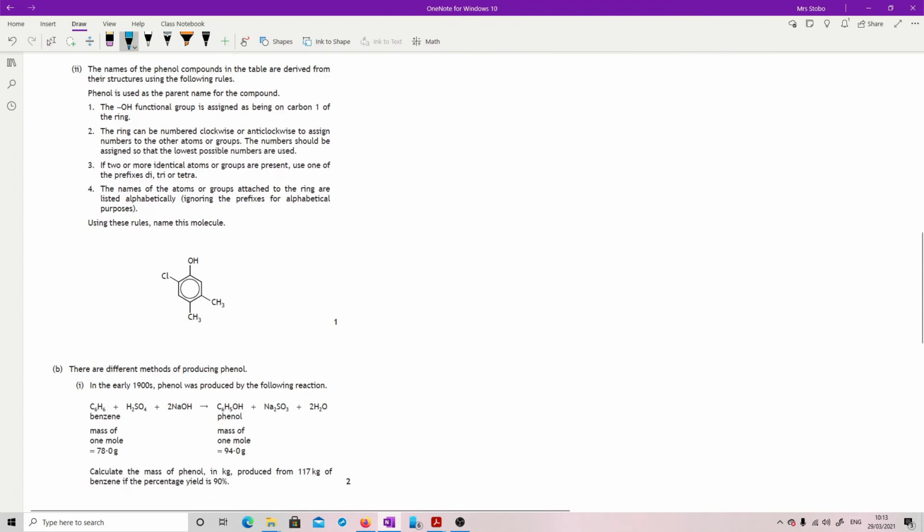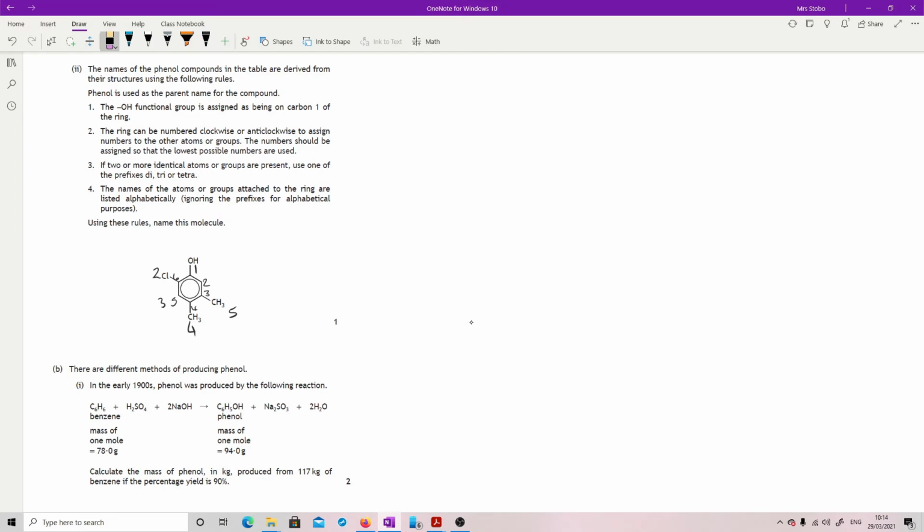The names of the phenol compounds in the table are derived from the structures. You're given the rules for naming. The OH is assigned as carbon 1 on the ring. The ring can be numbered clockwise or anti-clockwise to assign numbers to the other atoms or groups, and the numbers should be assigned so the lowest possible numbers are used. If this is 1 and that's 2, the numbers would go 1, 3, 4, 6. If I go the other way, I go 1, 2, 4, 5. So it's got to be the second way.